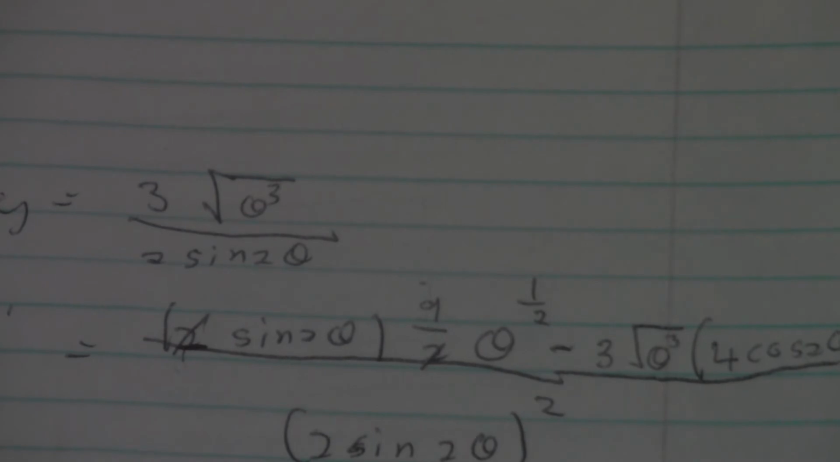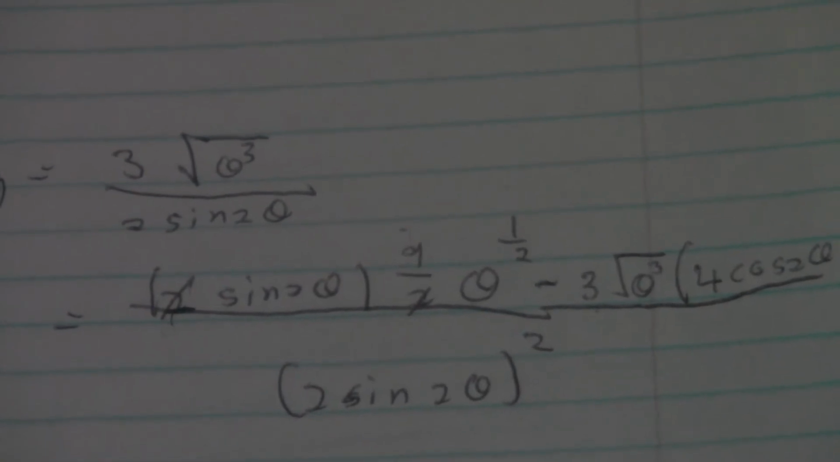Right? So I see 4 sine square 2 theta at the bottom here, so they didn't change anything with this. I saw that they factored out 3 times the root of theta, and they left back with this, but I have the root of theta cube. Alright, so let me make sure I differentiate this right.